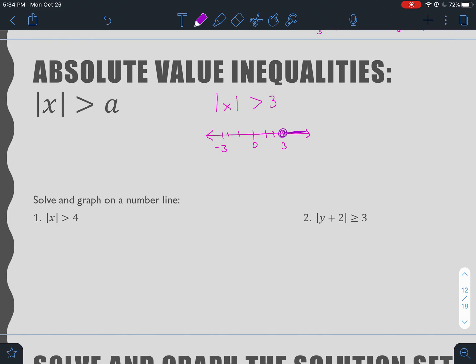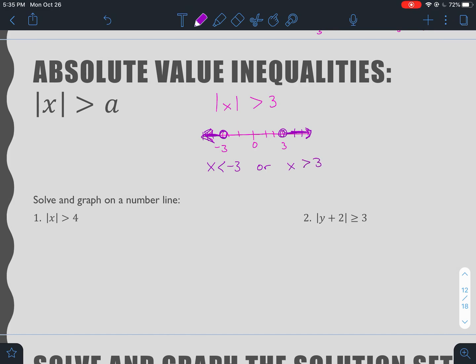Well, to be bigger than 3 away from 0, I would need to be at like 4 or 5 or 6 and so on. So my graph would look like that on the positive side. And if I want to be more than 3 away from 0 on the negative side, I would need to be at like negative 3 or negative 4 or negative 5 or negative 6. So my graph looks like that. So notice this would be x is less than negative 3 or x is greater than positive 3.